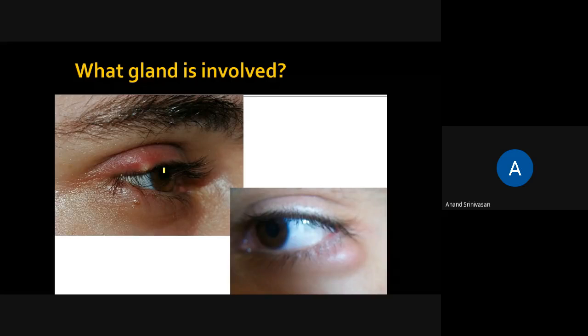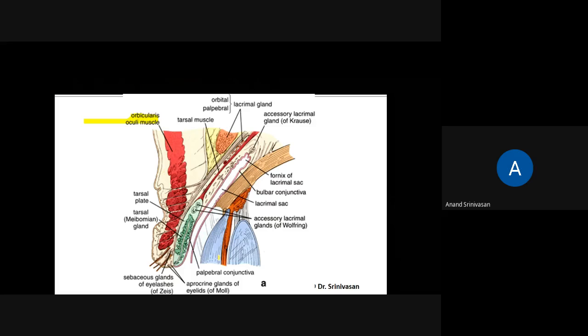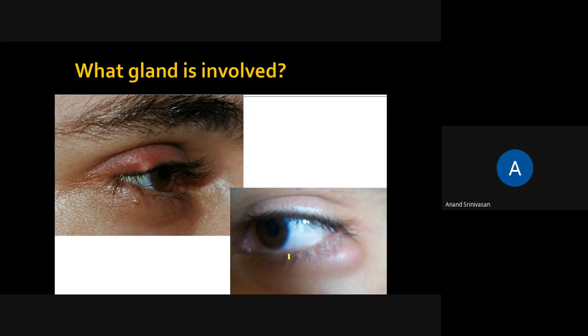You know that the eyeball is surrounded by a large number of glands. You can see a large number of sebaceous glands, tarsal glands, which are also called meibomian glands, lacrimal glands, apocrine glands. No need to know, but just remember that there are a large number of glands present in the eyelid.